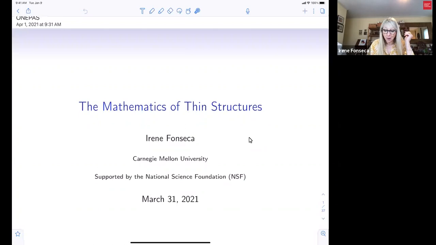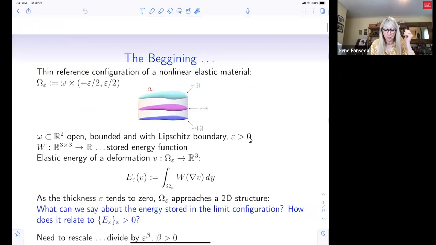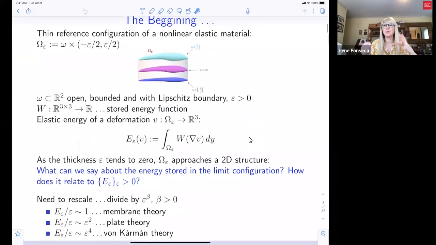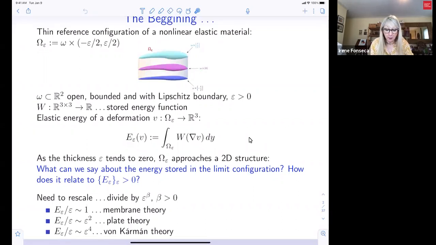Okay, so this is basically what I was saying. You have a structure, think about it in these terms. It's a very simple cartoon. I'm going to call it omega epsilon, and I'm going to try to be consistent throughout. Omega epsilon has a cross section, which is this little omega cross 0, and you have thickness epsilon over 2 above x3 equal to 0, and thickness epsilon over 2 also down there. That's what I call omega epsilon. The middle plate is this little omega, which is a nice bounded Lipschitz domain.